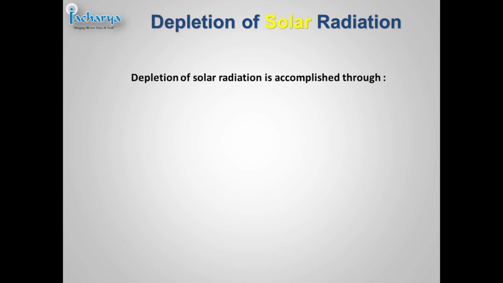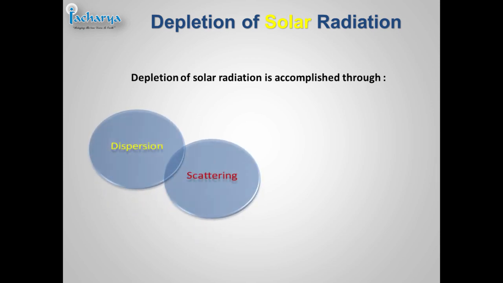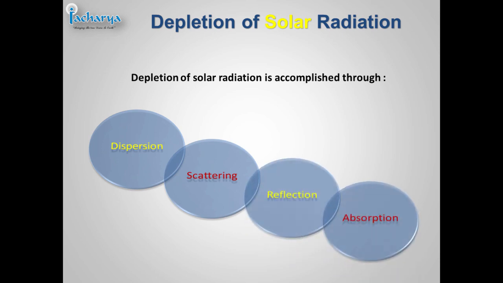Depletion of solar radiation. Depletion of solar radiation is accomplished through number 1, dispersion, number 2, scattering, number 3, reflection, number 4, absorption. Let us discuss the details of depletion of solar radiation.